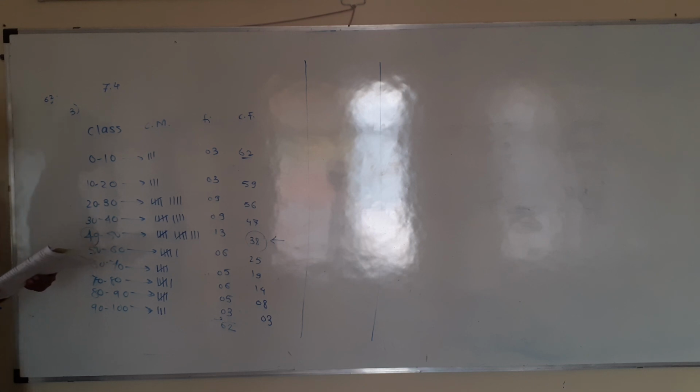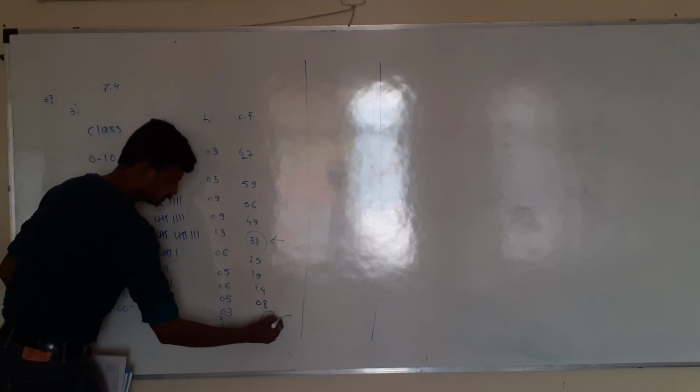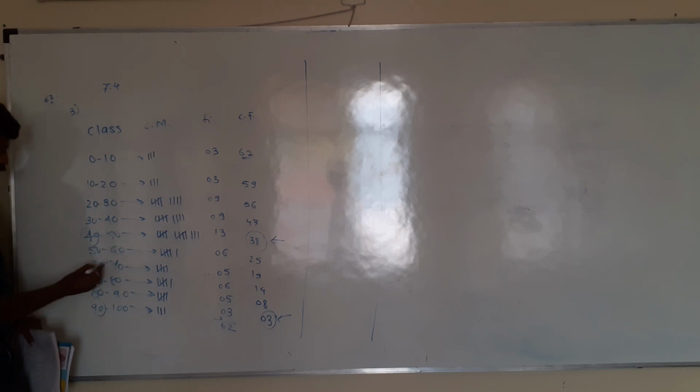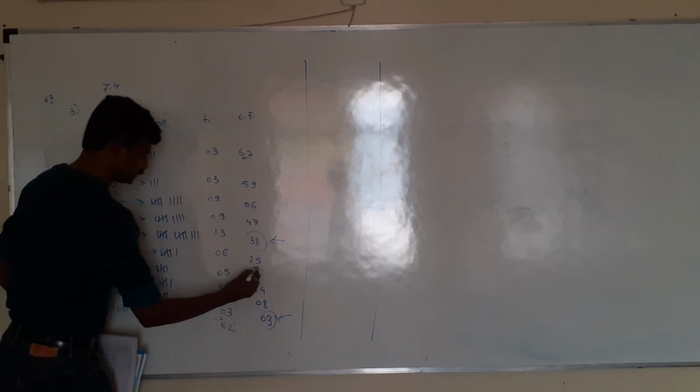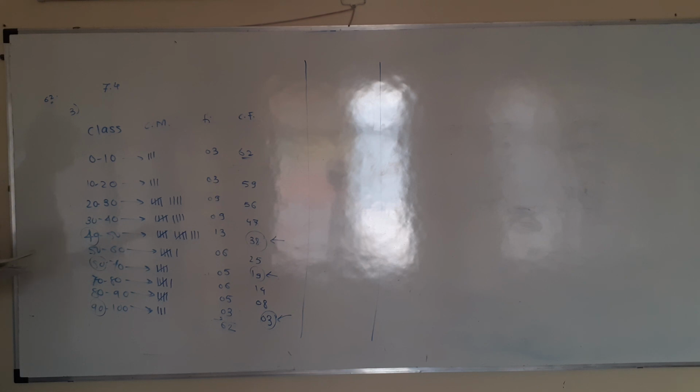How many students obtain marks 90 or above 90? 90 or above 90 students belong to the last class. So answer is here 3 students. How many students obtain marks 60 or above 60? 60 or above 60. This class the frequency is 19. So 19 students are going to score the marks 60 or above 60.